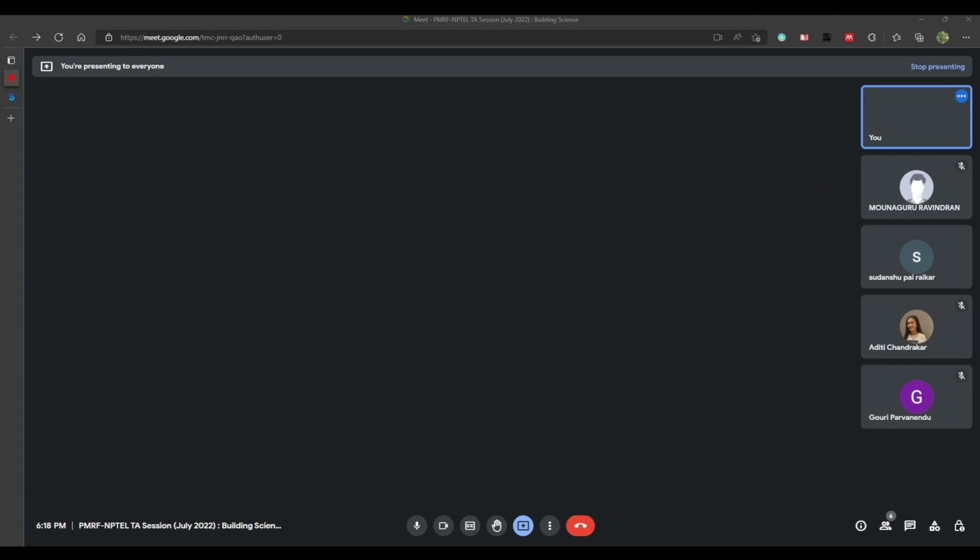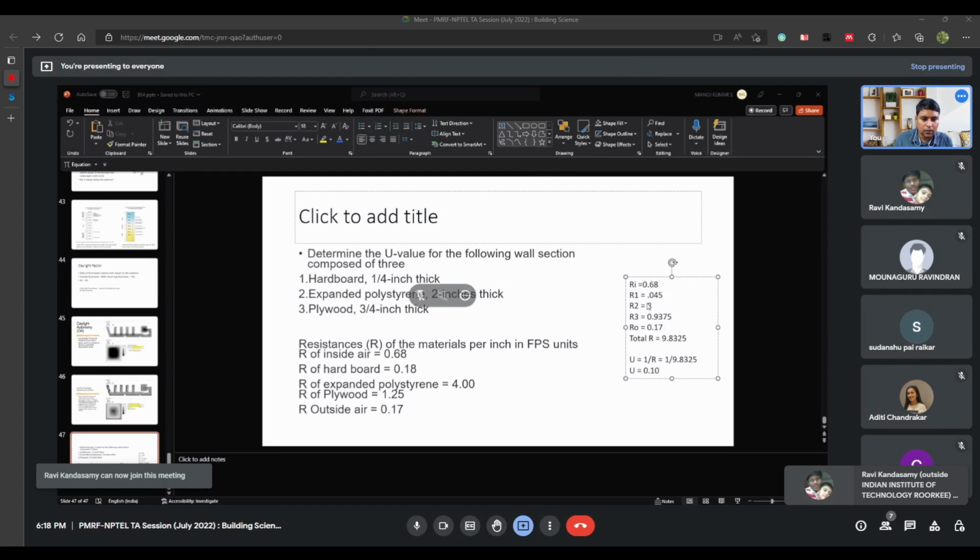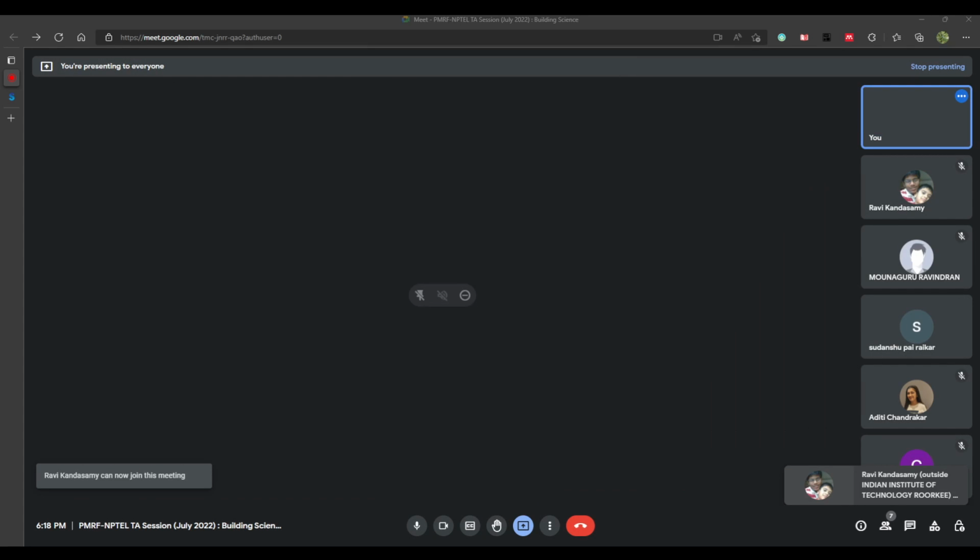Then we have to do U equal to 1 by R, equal to 1 divided by 9.8 something. Then it will end up getting something around 0.1 watt per meter Kelvin. So you understood it? Yes, sir. Understood. Okay, thank you.